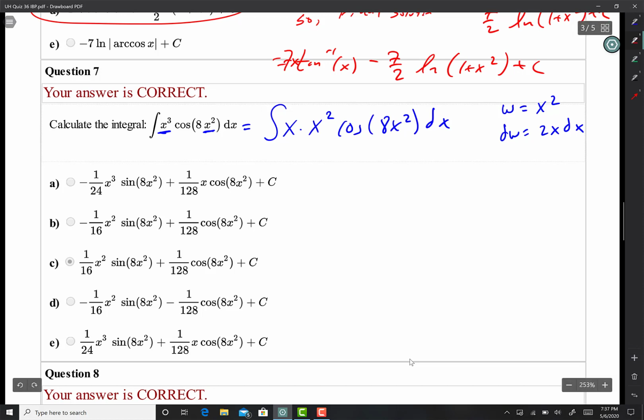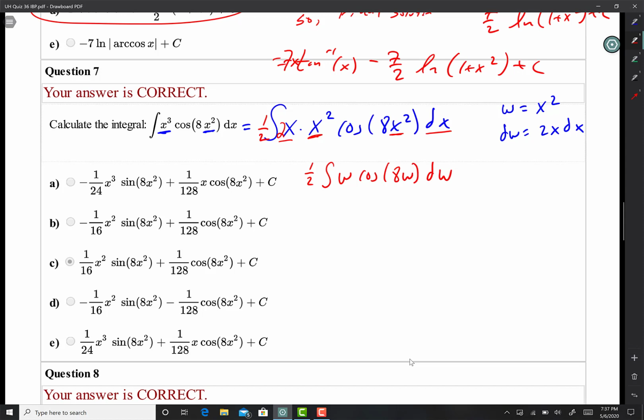If dw equals 2x dx, well, I almost have 2x dx. I need to put a 2 there. If I do that, I put a half. So 2x dx is my dw, and then that x squared is just a w, and that x squared is just a w. So here's what I now have. 1/2 integral, and then I have the 1/2 on the outside, w, and let's see, cosine 8w dw. All right, now I'm going to do integration by parts.